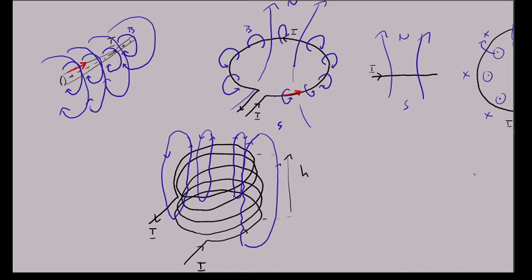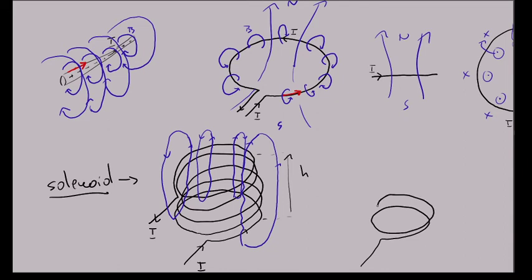Now, so let's redraw it. So what we would have is, and this is a solenoid, by the way. So this is a solenoid. Here's the first loop and here's the second loop. Actually, I have a better idea. Let's do it like this. So, one second.